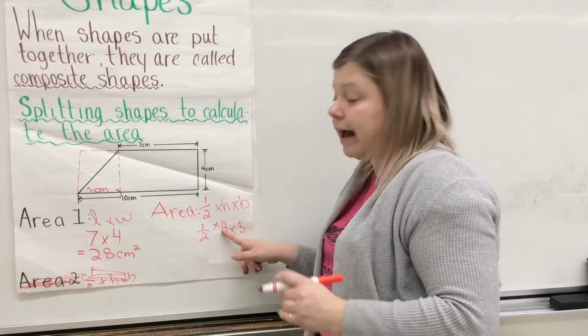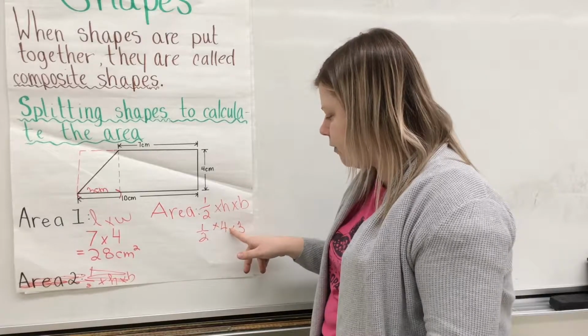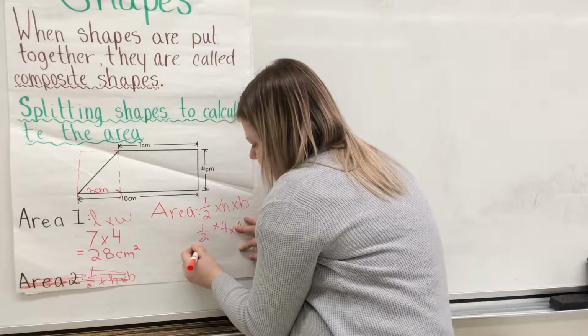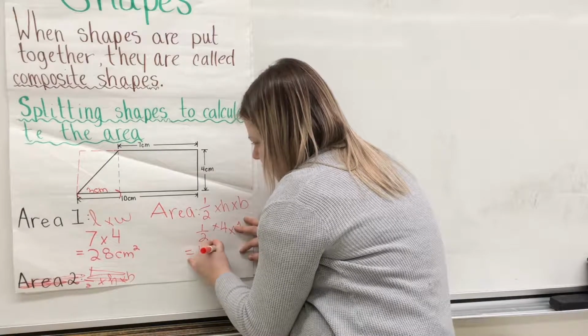Okay, so when I do it in my head, I do 4 times 3 is 12, multiplied by half is 6. So area is going to be 6 centimeters squared.